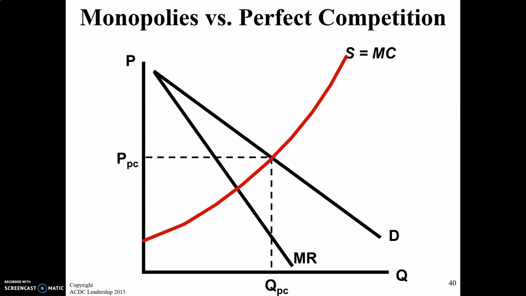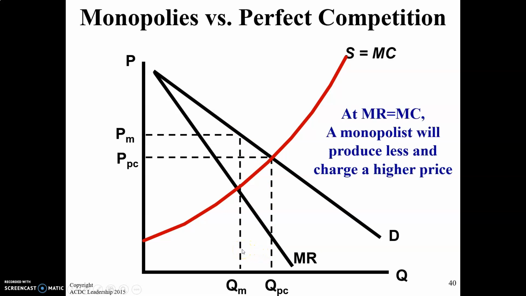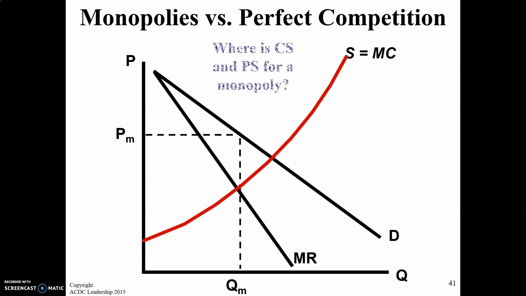Once we add in the new marginal revenue curve, we know that we produce where MR equals MC, and we're going to produce here. So society wants this quantity. Monopolies produce at this quantity. All right. Society wants this price. Monopolies sell at this price. Okay. And so right away we see they charge a higher price. They produce less than what society wants. And so at MR equals MC, monopolists will produce less and charge a higher price.